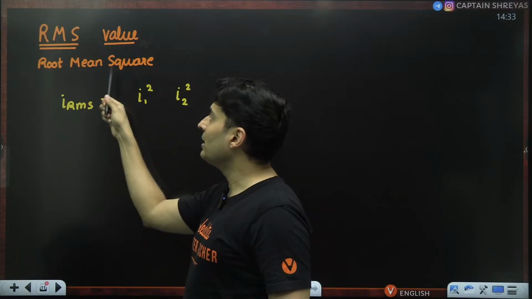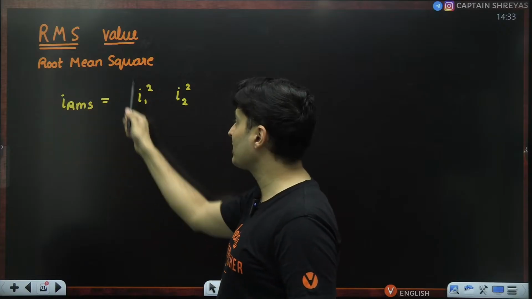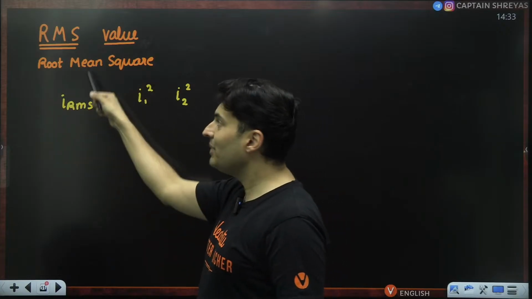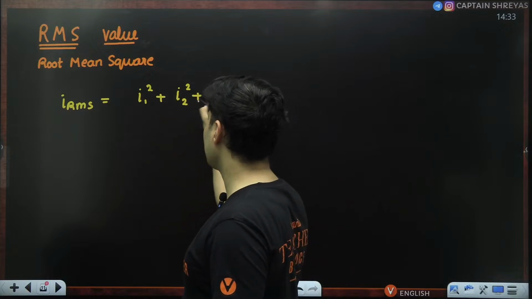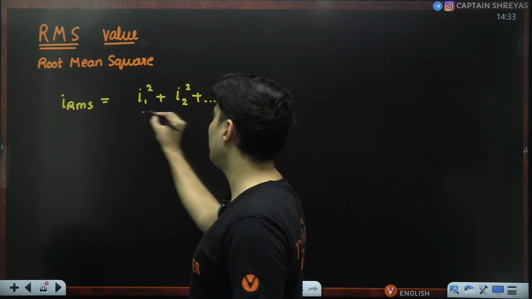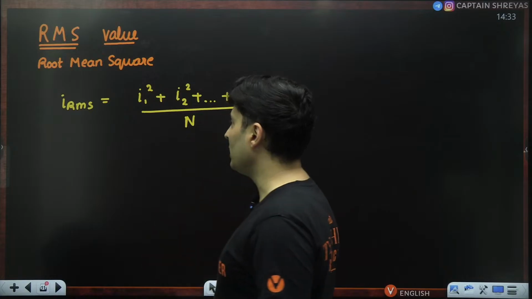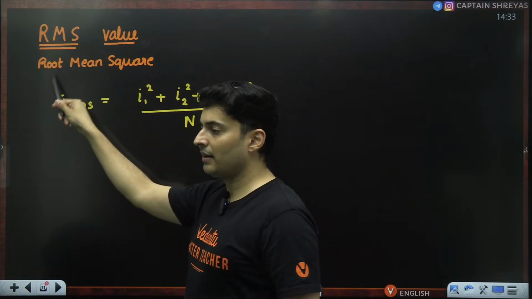Then you will take the mean, reading it in reverse. First square the values, then mean. Mean means average. So how do you take the average? Add all these numbers and then divide by the number of values. In the end, what is their root?